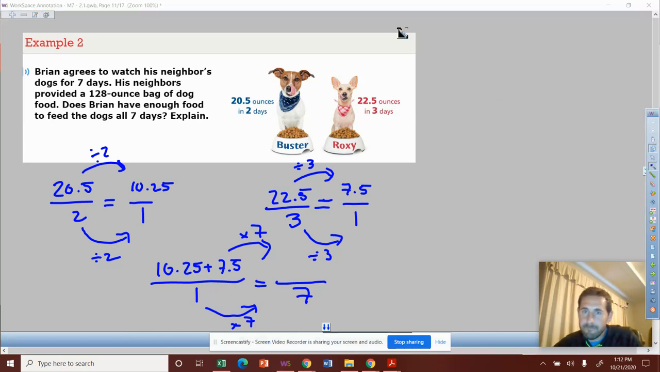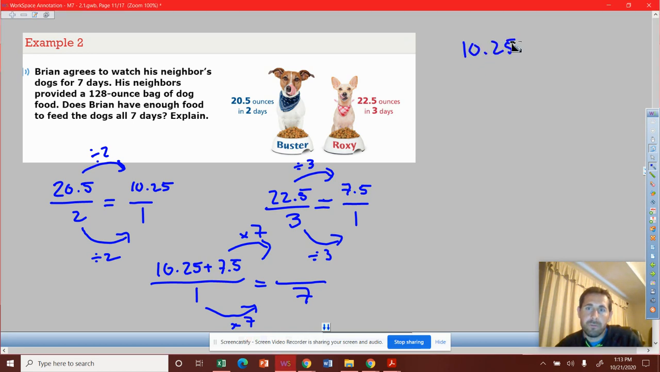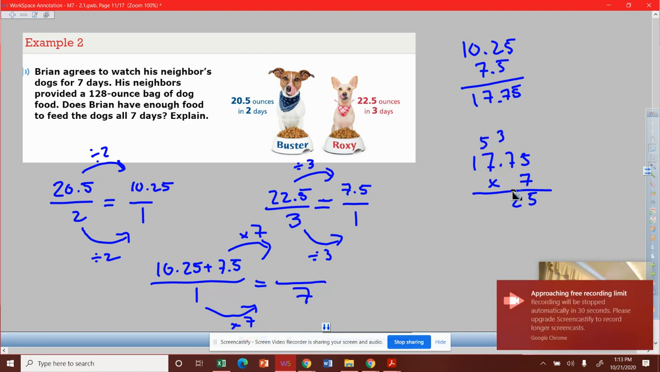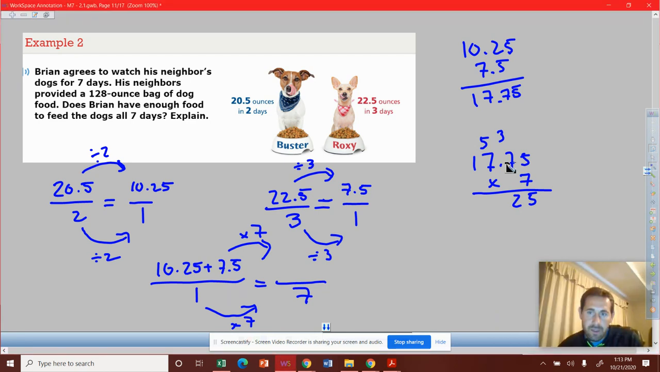So we've got to find out 10.25 plus 7.5 equals 17.75. And then we're going to take 17.75 times 7. 5 times 7 is 35. 7 times 7 is 49, plus that 3 is 52. Then 7 times 7, 49, plus the 5. Whoops, that's a 4. We get 54.